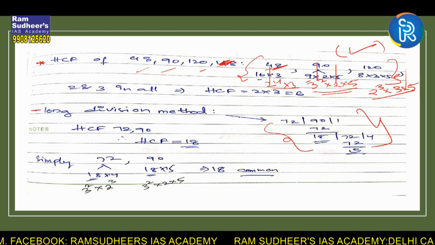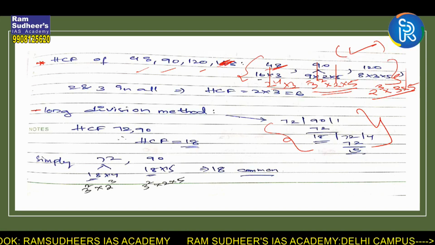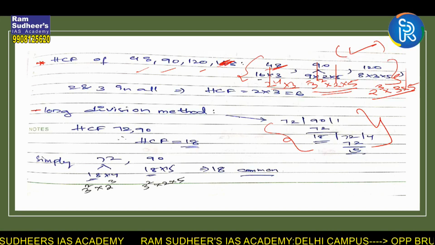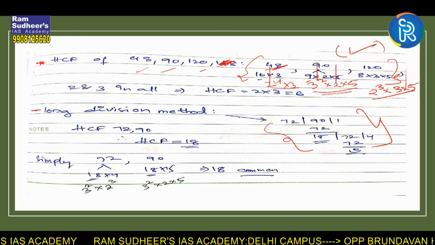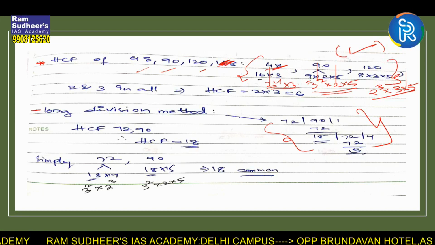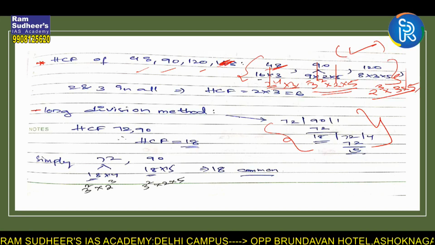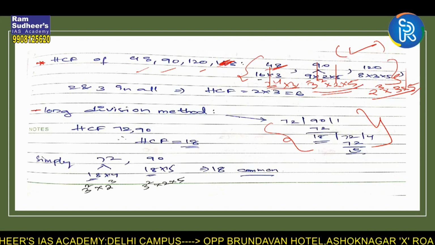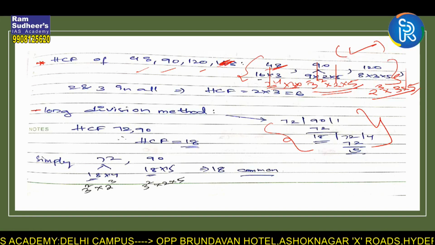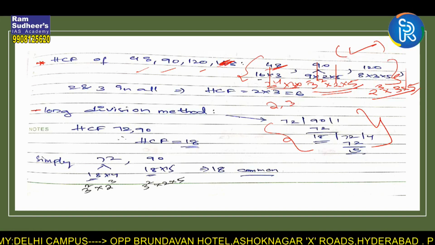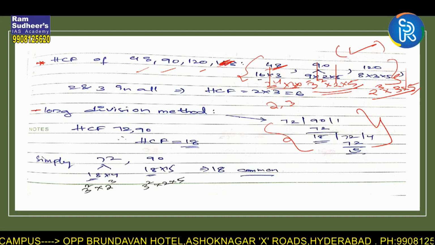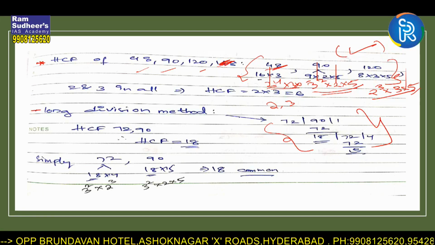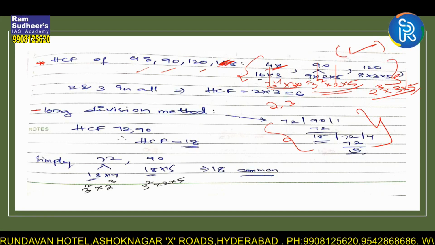HCF stands for highest common factor, and the factors here are 2s, 3s, 5s, and the common factors are 2 and 3 only, and we do not have 5. We have 5 only over here and here, but not over here, so 5will not be considered. We'll consider only 2 and 3, and only those which are in common and the lowest powers, like 2 power 4.